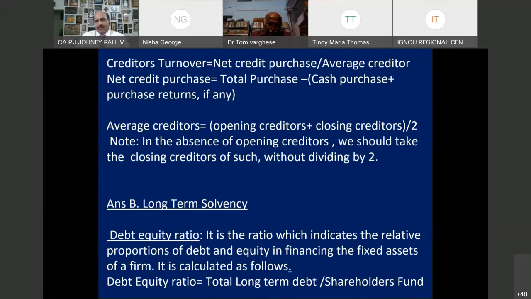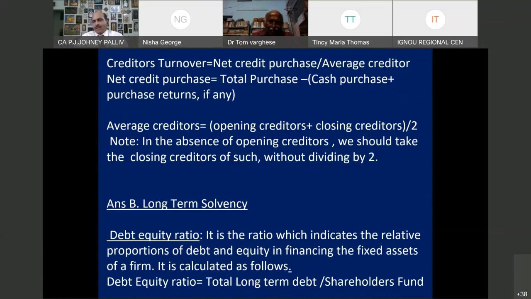I repeat, you have the balance sheet, you have the assets. In those assets, how you have utilized the funds, whether it is from long-term funds or from short-term funds. A debt equity ratio is a relation between the long-term debt and the equity. How much you have utilized from your own funds, how much from borrowed funds. So the last line of this page: debt equity ratio is equal to long-term debt divided by shareholders' funds.